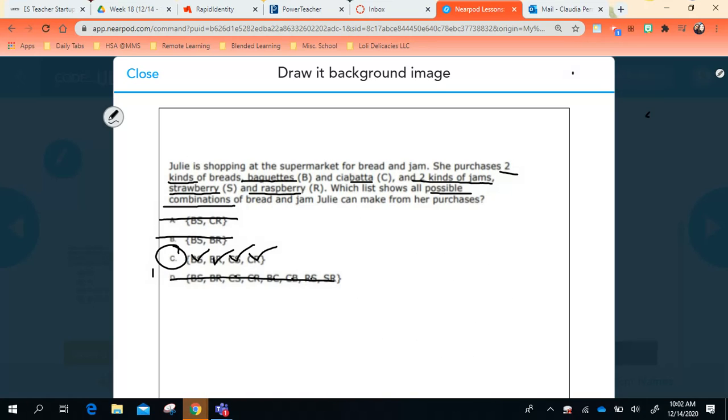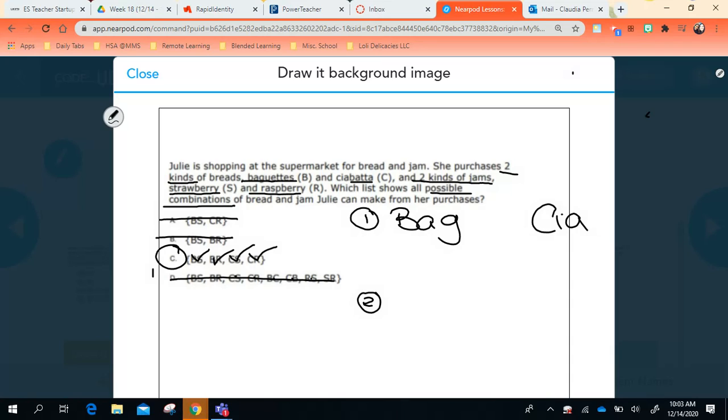Okay, tree diagram people. You have breads and jams, right? You have 2 options. You have option 1, you have option 2. My option 1 is what? Is it breads or jams? Let's do breads. Do not put breads. You need to name your breads as the top row. So my breads are baguette and ciabatta. So I don't have breads and jams. That's not my top row. I have baguette and ciabatta.